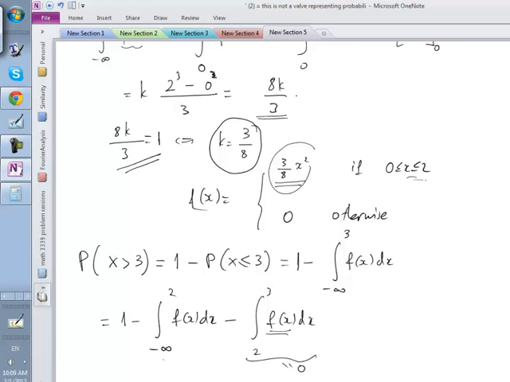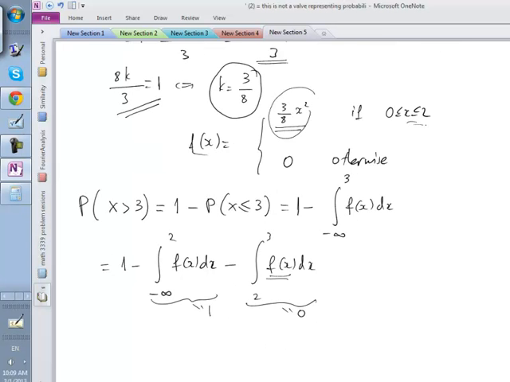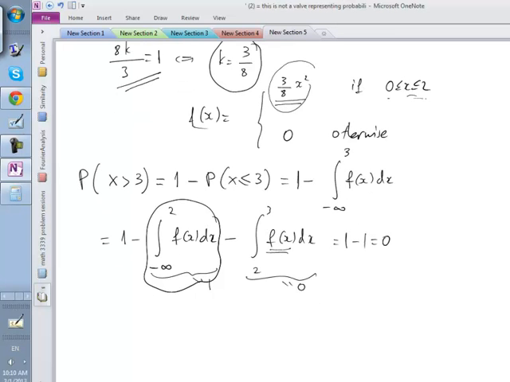Now, that value is equal to 1. Why? Because all the non-zero values of the density are between 0 and 2. Therefore, within the interval 0 to 2, the density has to integrate to 1. So evidently you have 1 minus 1, so it's equal to 0. So it's highly unlikely that you will go 3 minutes past the designated time.